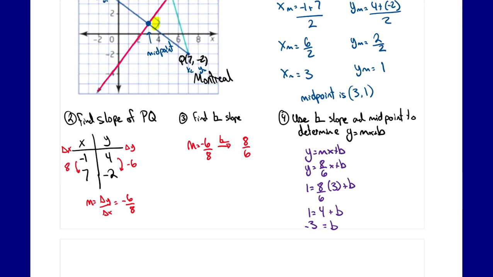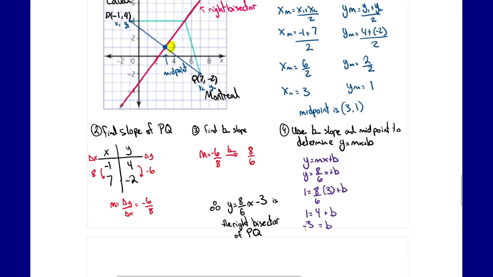So now I have enough information. I have my slope, I have my midpoint. Therefore, y equals 8/6 x minus 3 is the right bisector of PQ, if we wanted to say that.